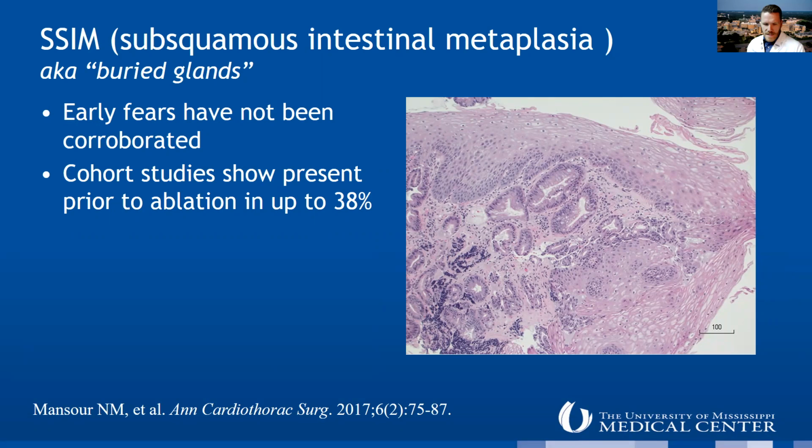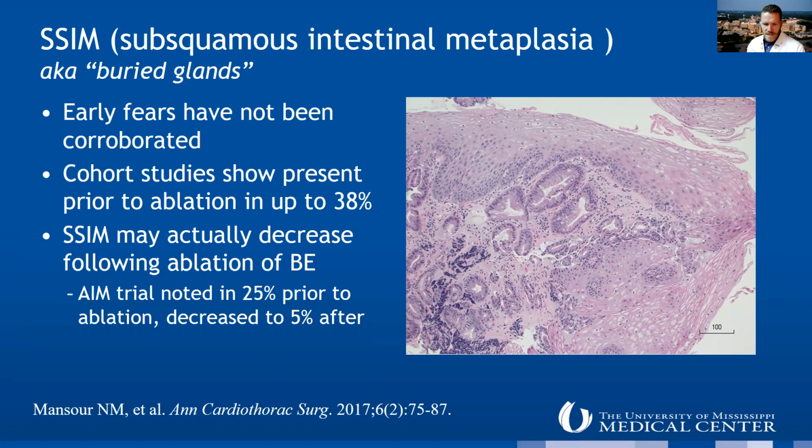Fortunately, those early fears have not been corroborated, and we haven't seen that as a growing trend. Cohort studies show that SSIM is present prior to ablation in a large percentage of these, and that it may actually decrease with ablation. Obviously, the lack of deep biopsies is going to make this challenging to sort out, but in the AIM trial, they had 25% of these noted prior to ablation and only 5% present afterwards, so they seem to have had some impact even on these buried glands.